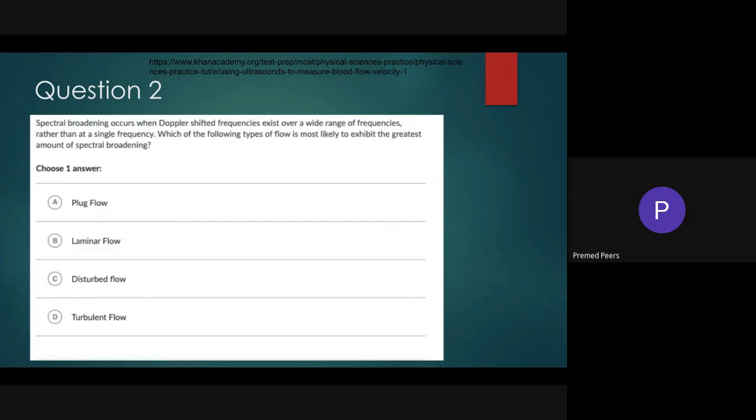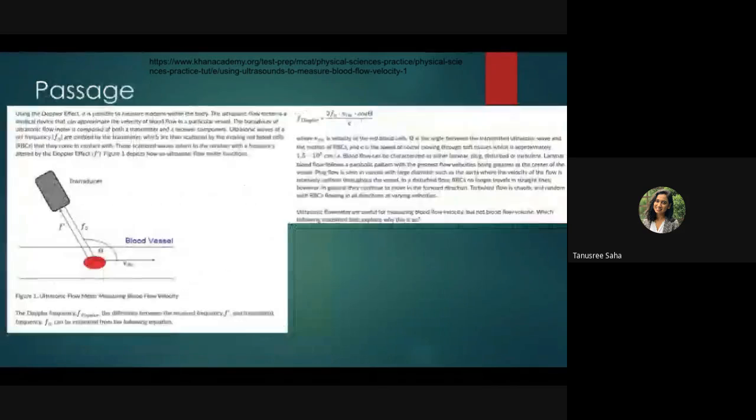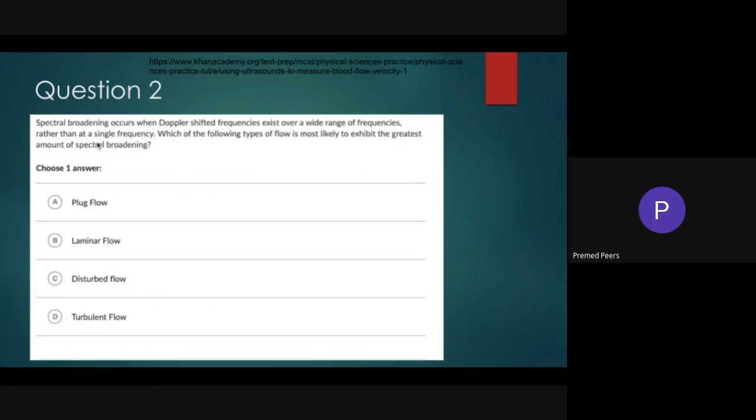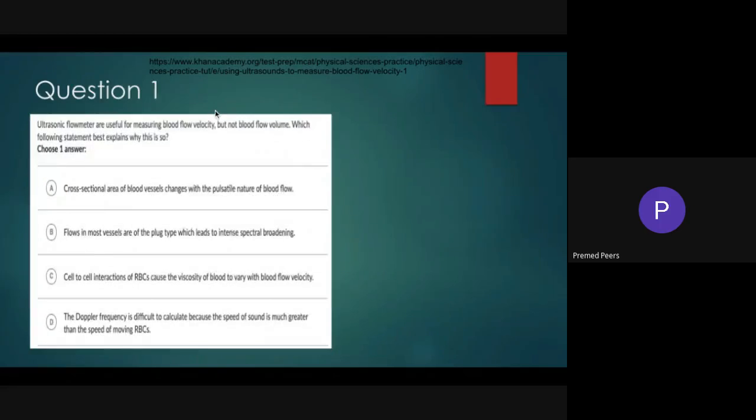All right, perfect. Did you want to explain that at all, Tanushree? I just took it right out of the passage where I believe it says turbulent flow is chaotic and random with RBCs flowing in all directions at varying velocities. So I just used that piece to answer the question. Yes. So what is the link of RBCs and all velocities to Doppler shifted frequencies?